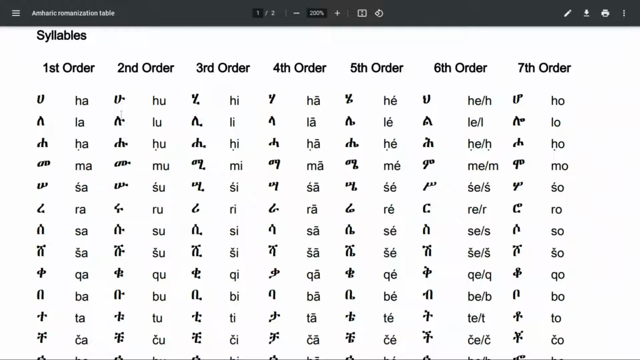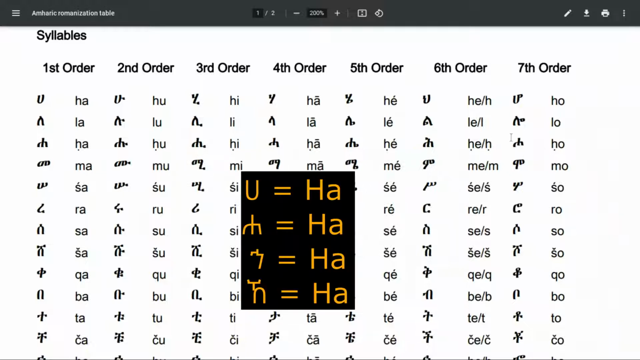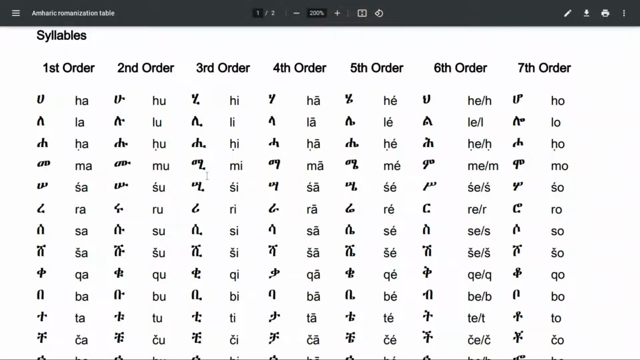So ha, hu, hi, ha, he, h, ho. Le, lu, li, la, le, l, lo. Ha, hu, hi, ha, he, h, ho. There are 4 types of ha, okay? Ma, mu, mi, ma, me, m, mo. Repeat after me, okay? Don't forget to say after me to pronounce each one of the alphabets, the Fidels.